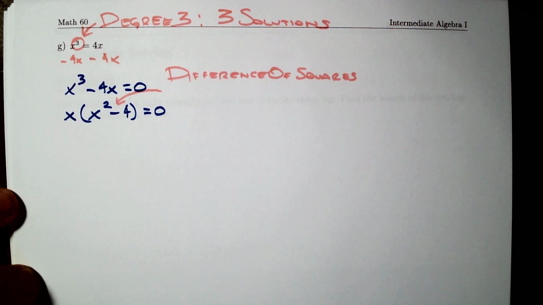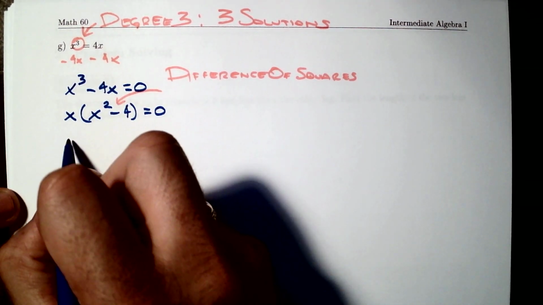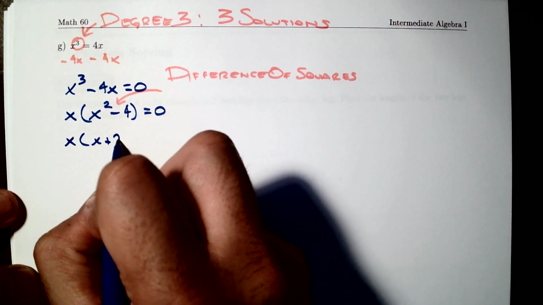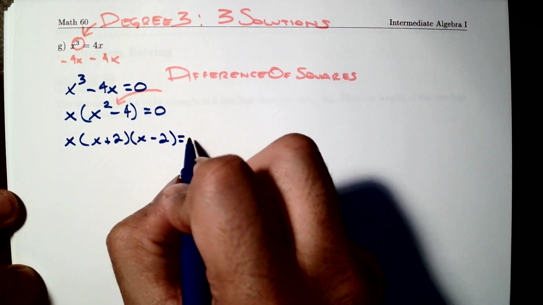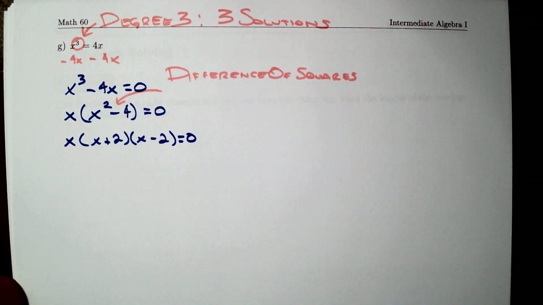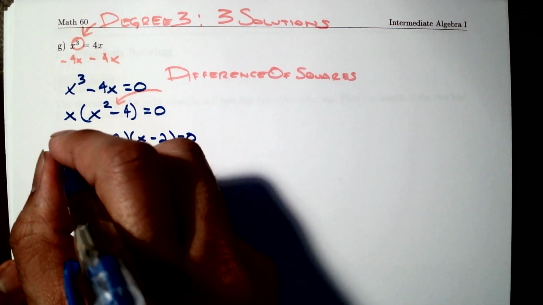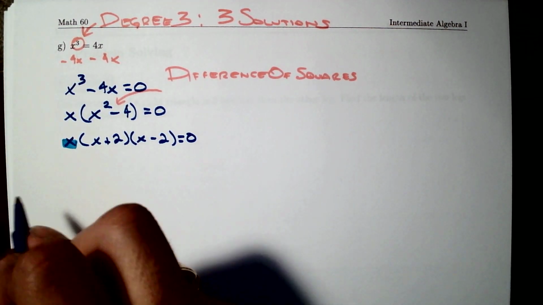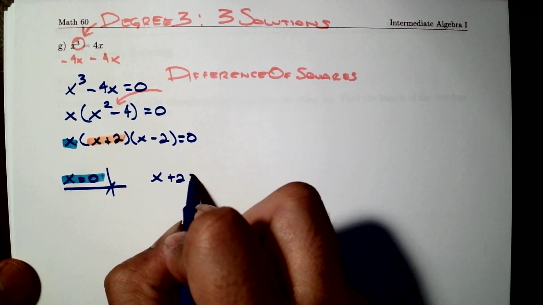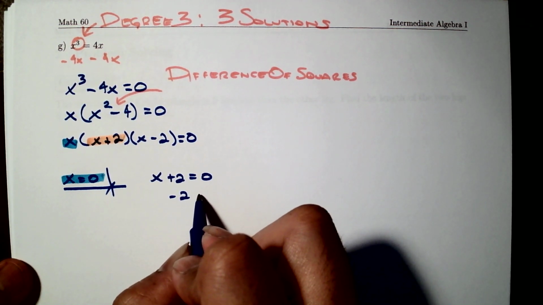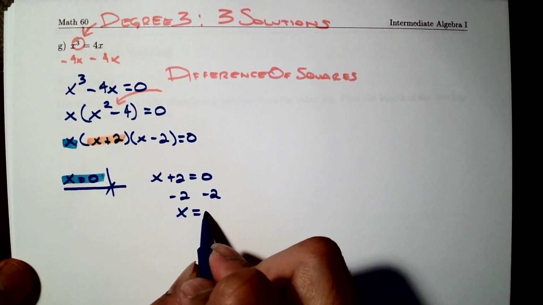That's a difference of squares, so in this case we need to factor this further as x plus 2 and x minus 2. Or minus 2 and plus 2, doesn't matter. And then from here, let's highlight our factors. X, which is set equal to 0, is already our first solution. On the next one, x plus 2, set that equal to 0, and then subtract 2 from both sides to get x equals negative 2.